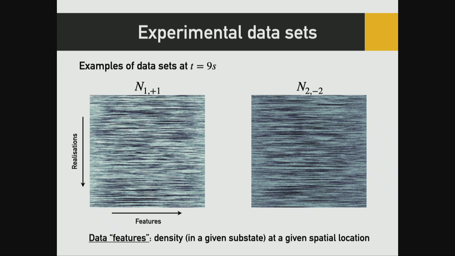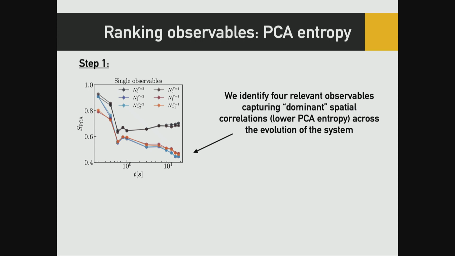So this is just to say that by simple inspection, of course, you are not going to see any kind of correlation between different observables. Good. So first, we apply the PCA entropy to such data sets, and we do this as a function of time. So for each time, we have 6 matrices for the 6 different observables, and we compute their PCA entropy. And what we see is that as the system evolves, there is a clear separation between 2 groups of observables, and there are clearly 4 observables that develop a smaller PCA entropy.